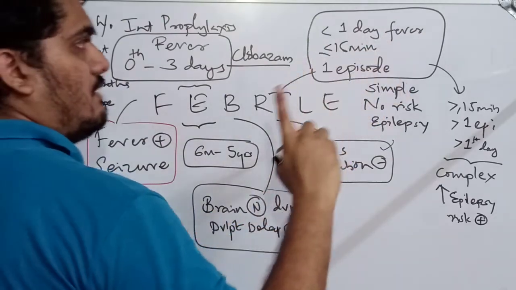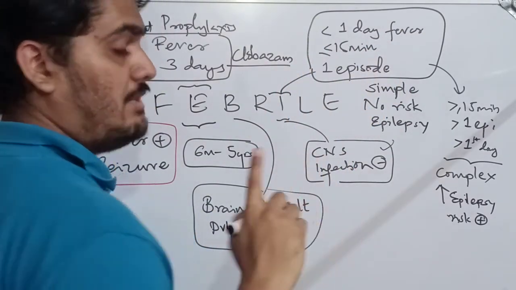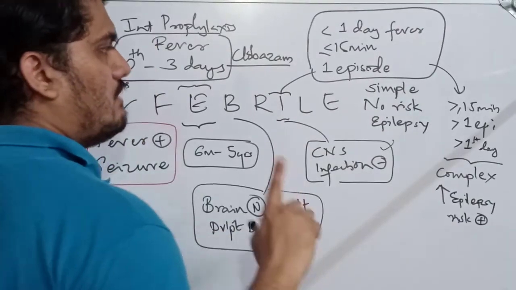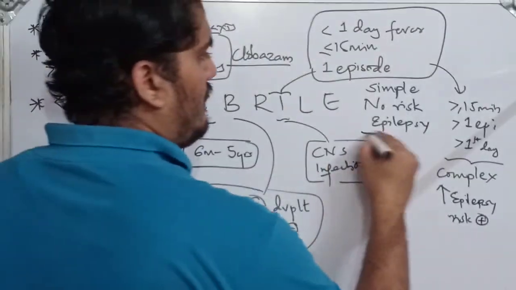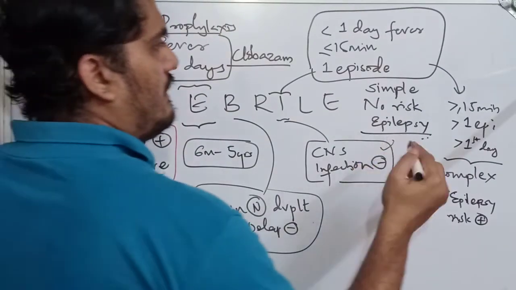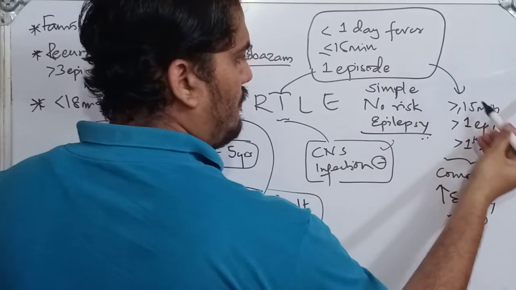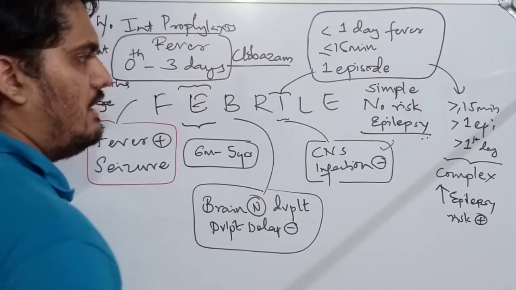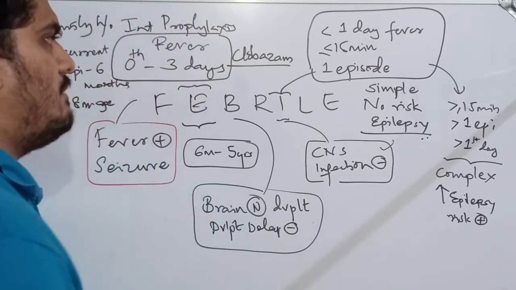Simple is less than 1 day of fever, or 24 hours, and it lasts less than 15 minutes, and there is only 1 episode. The point to remember is that simple has no risk of epilepsy in the near future. Complex is defined as more than 15 minutes, more than 1 episode, or more than the first day; then we call it a case of complex febrile seizure.